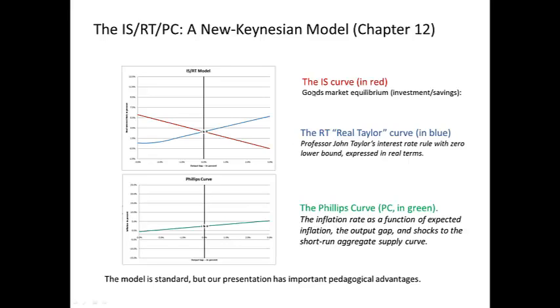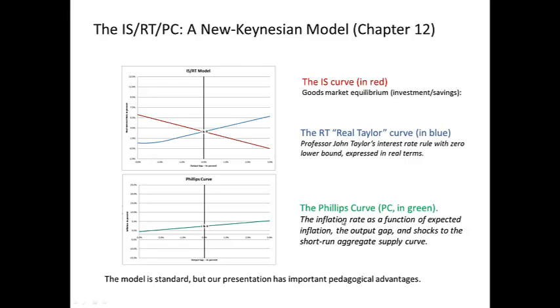The first equation is the familiar IS curve that tells us about goods market equilibrium, and that's this red line here that's downward sloping in output gap and real interest rate space. The second equation, which captures monetary policy, we call the real Taylor or RT curve, and that's this guy in blue that slopes upward in output gap real interest rate space. We use this instead of the LM curve, and we're going to be talking about the derivation of this curve in detail in a few minutes.